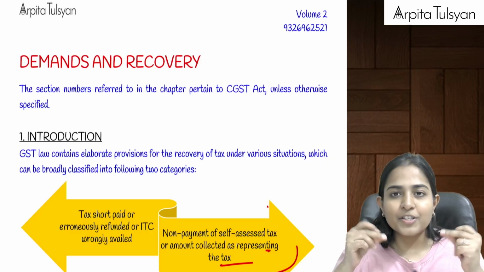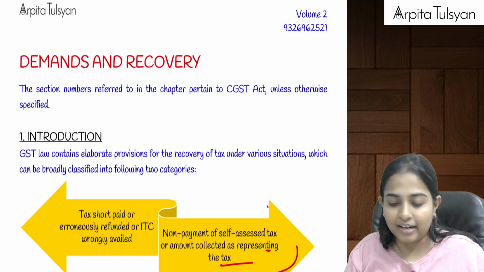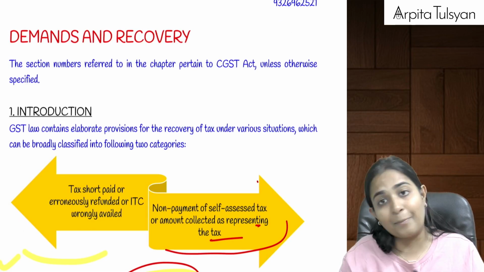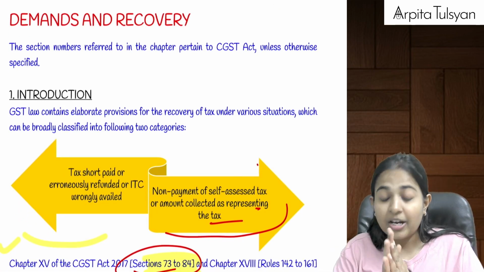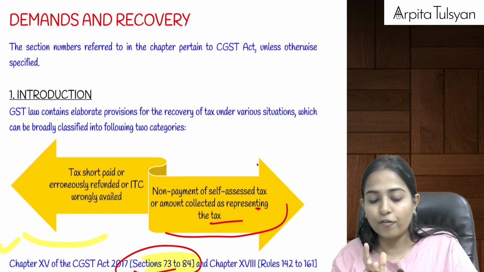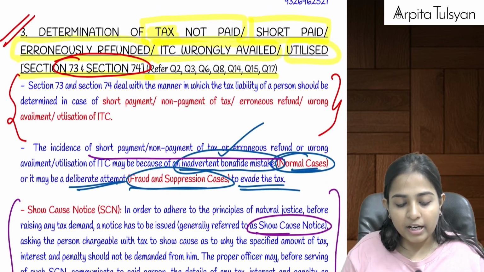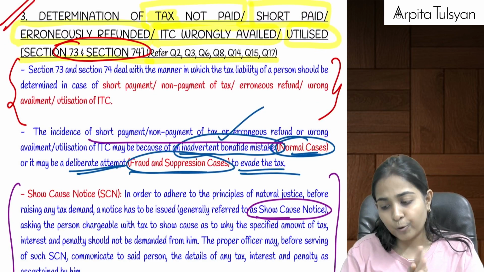Let's start with a super quick revision of the next chapter, that is demands and recovery. Very nice chapter, very simple chapter, but important also from exam point of view. The chapter is going to talk about section number 73 to section number 84 of the CGST laws. Now here, let's start with two sections, that is section number 73 and 74.